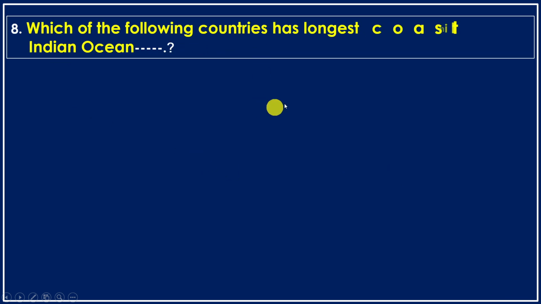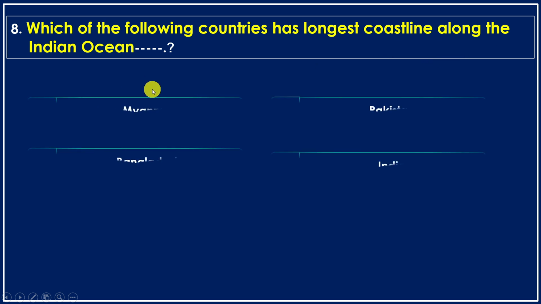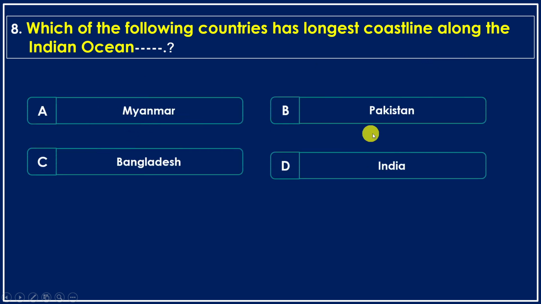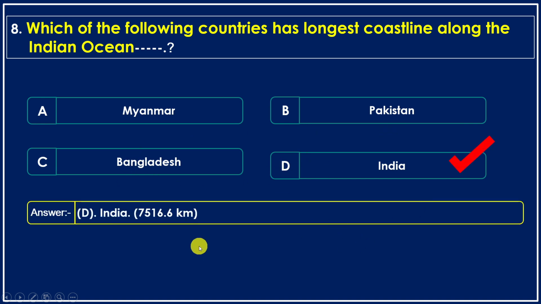Which of the following countries has the longest coastline along the Indian Ocean? Myanmar, Pakistan, Bangladesh, India. The correct answer is India. India has 7,516.6 kilometers of coastline.